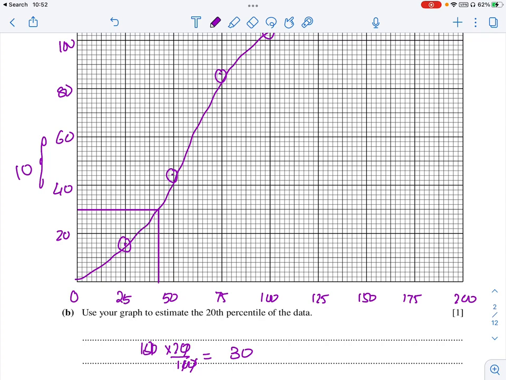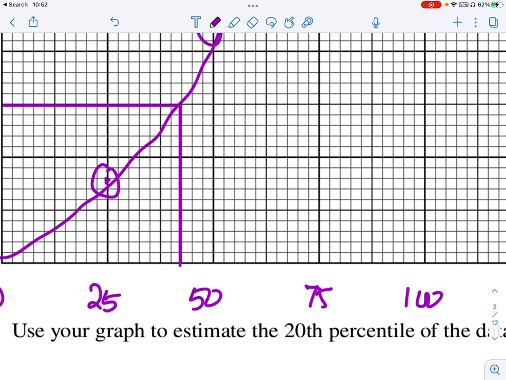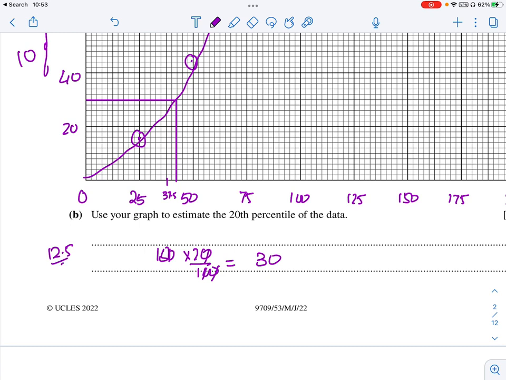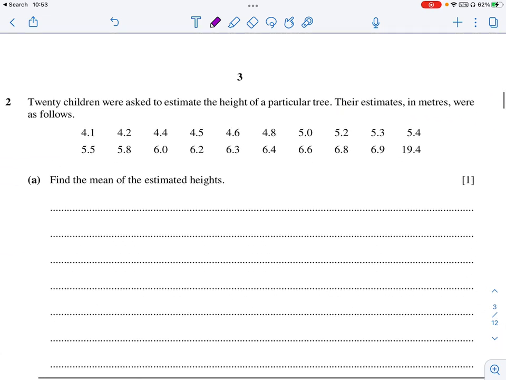This is 25 and 50. So this should be 37.5. After 37.5, the gap is 12.5. 12.5 divided into 5 parts, so each point is going to be 2.5. So there are 2 lines after 37.5. So 37.5 plus 5, which is going to be 42.5. So you can write it as 43 or 42.